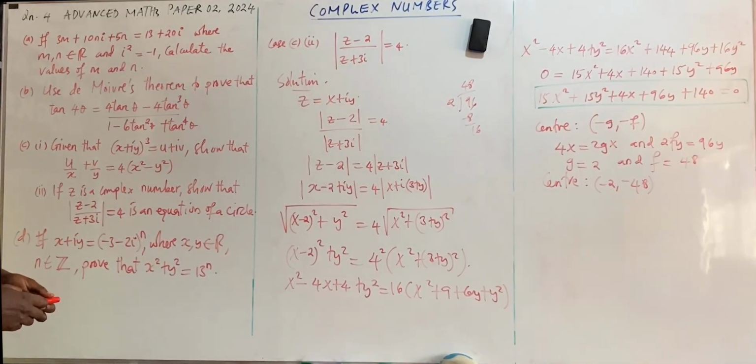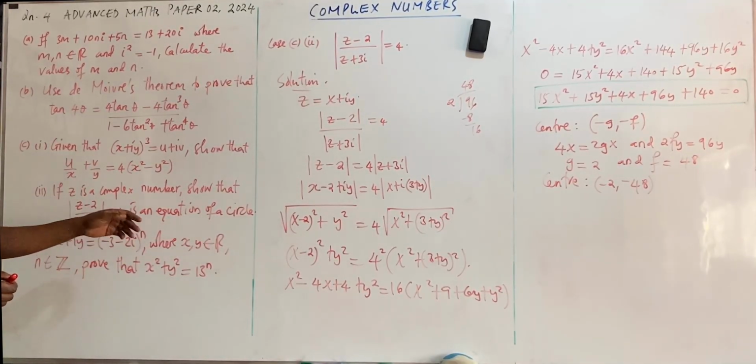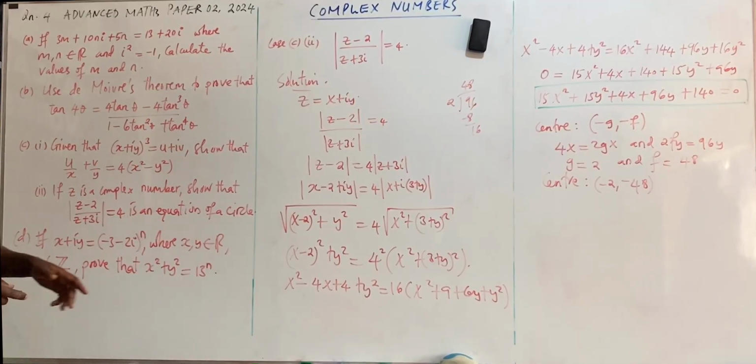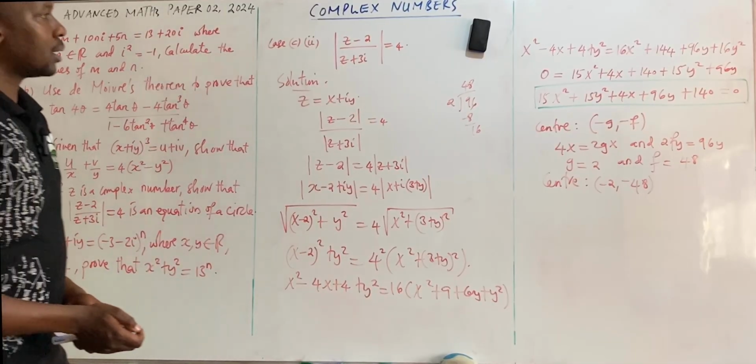So part D: if x + iy, the complex number, is equal to (-3 - 2i) raised to n, where x and y are real numbers, and n is an integer. Now we are required to prove that x² + y² = 13ⁿ. Now let's see how we can do it.